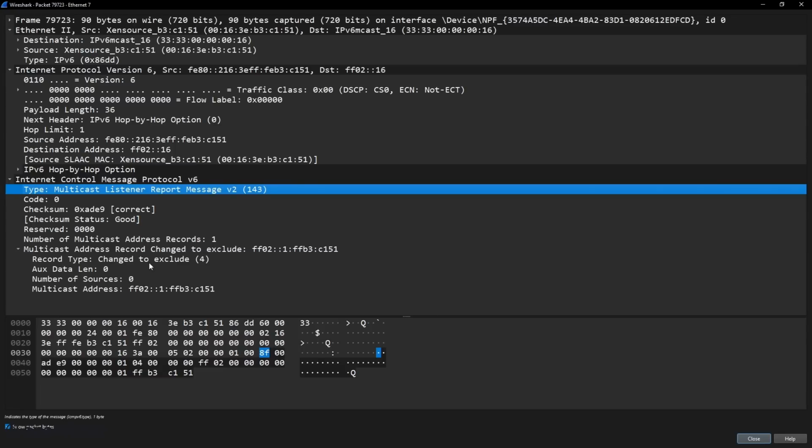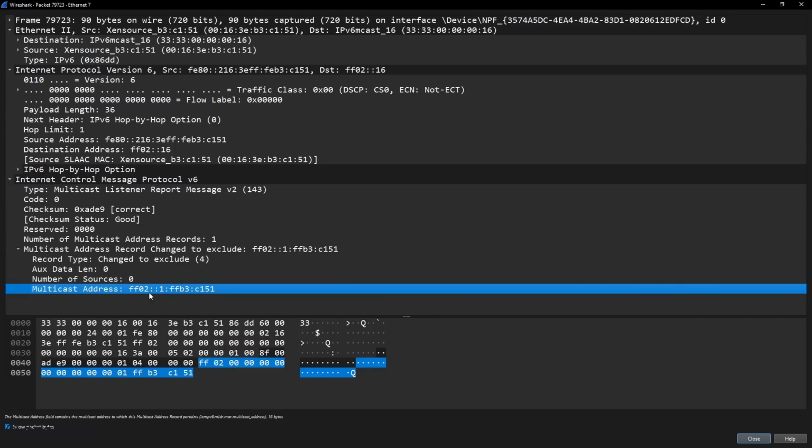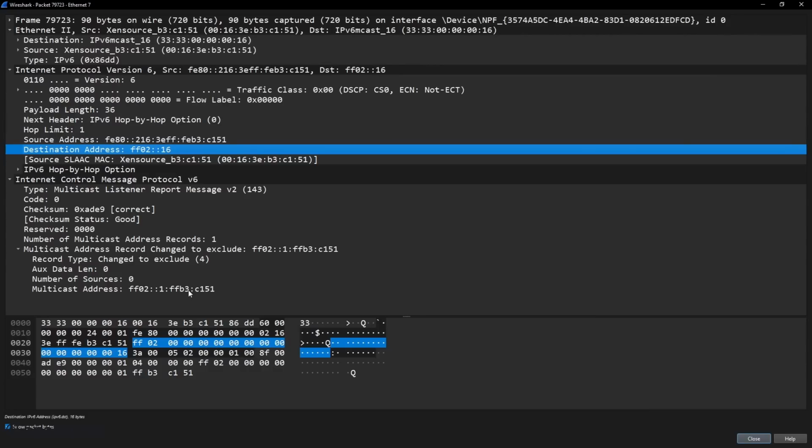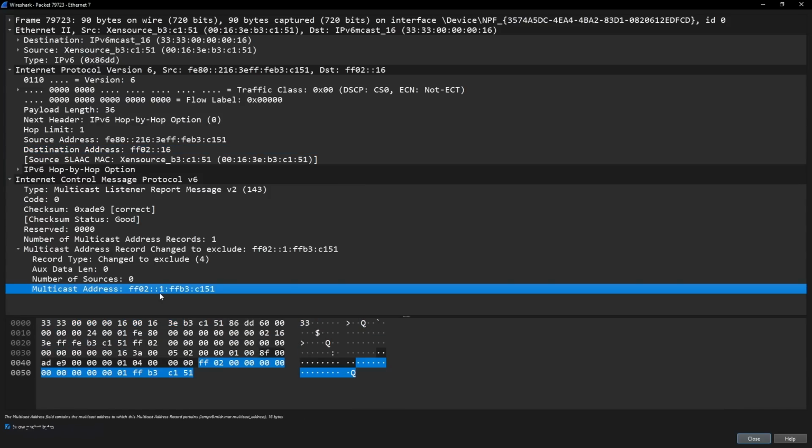In this case, they've got one message here, FF02::1:FFB3:C151. This is another one of those solicited node multicasts. So this would float around the network to everyone who subscribed to ::16. They would receive this message, because it's a multicast of its own, and they would see that they need to exclude this from their multicast table.